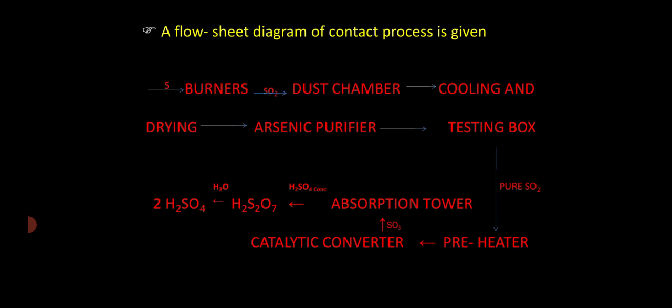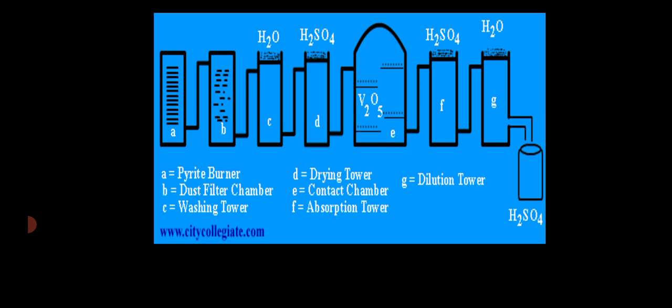Then we go to the drying tower. Now see, after passing through moisture, the gas becomes moist. So in this tower, the incoming gases are dried by a spray of concentrated sulfuric acid. You can see it here in D, that is your drying tower. The incoming gas is sprayed with concentrated sulfuric acid, where the sulfur dioxide gets dried.